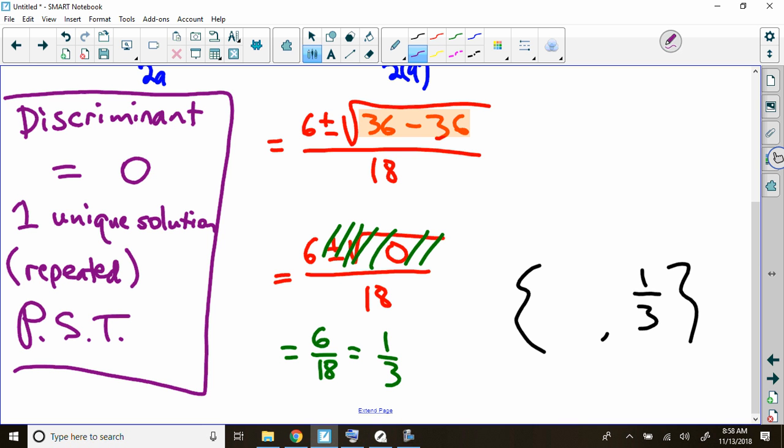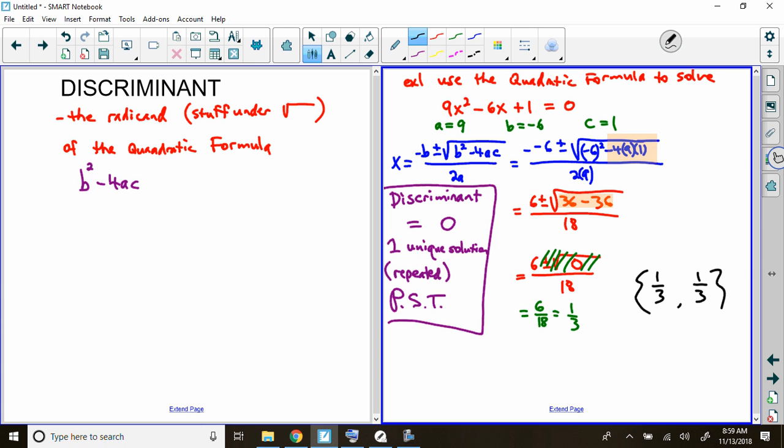I told you the focus of today's lesson isn't necessarily the quadratic formula, it's the discriminant. And there's 3 different things that can happen, one of which is when the discriminant's 0. When it's 0, we have one unique solution. That solution is repeated, and we have a perfect square trinomial in our midst. So to finish this one, the answer is 1/3 and 1/3. Okay?